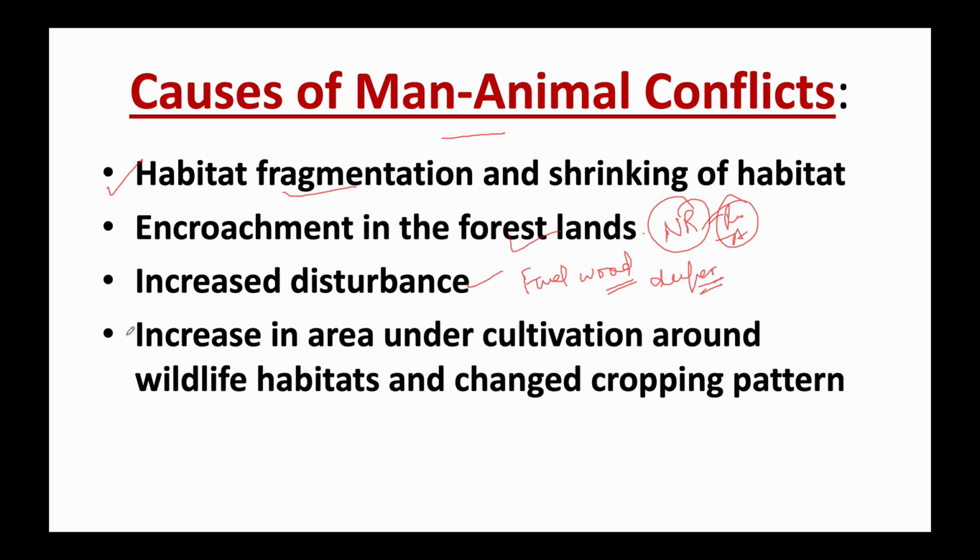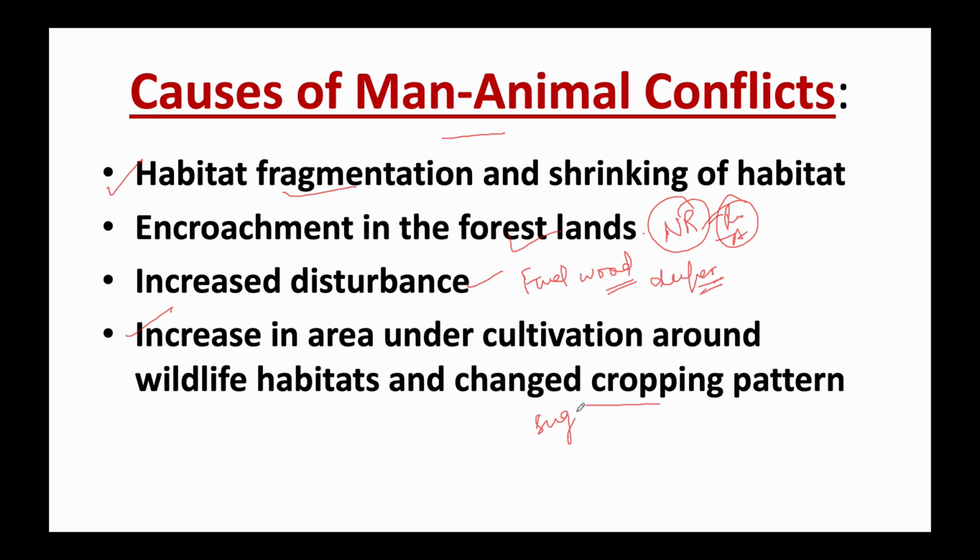Then this point is the increase in the area under cultivation around wildlife habitats and changed cropping patterns. This is very important, because it has also contributed to increased man-animal conflict, because people have started growing commercial crops.